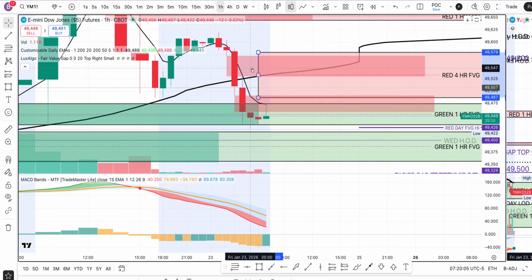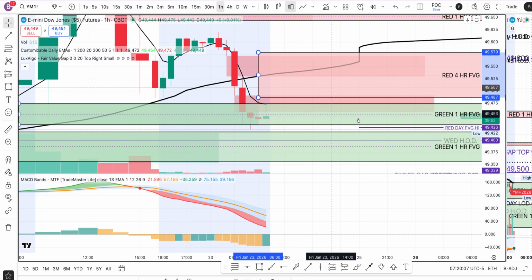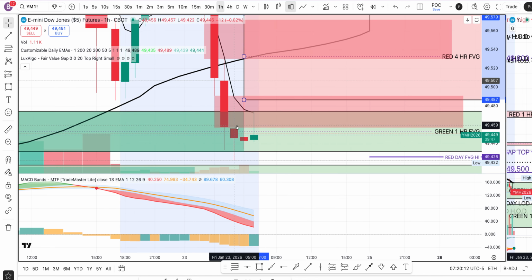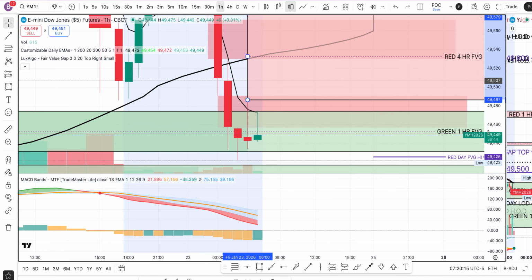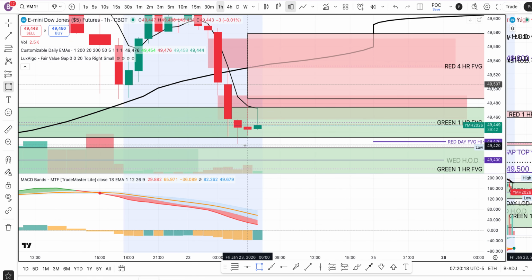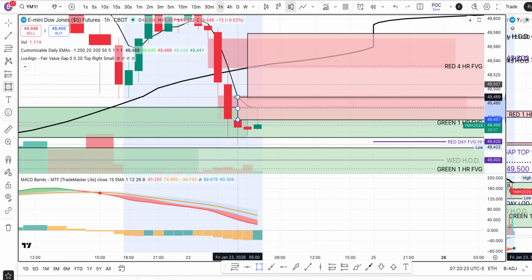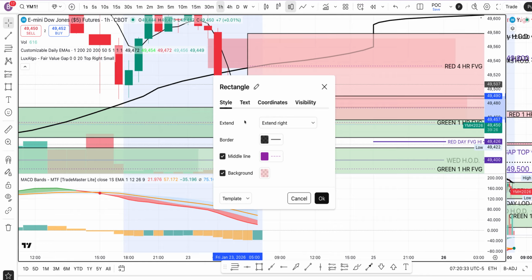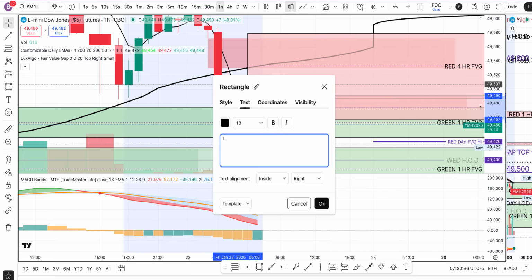Now I've got a couple red ones also on the 1 hour. Let's mark those up too. This one overlaps the green one. Interesting, right? Let's take a quick look at this, and then we're going to go to our 15-minute chart. I'm going to mark this one. Style is red, text is 1 hour. It's a red 1 hour FVG.